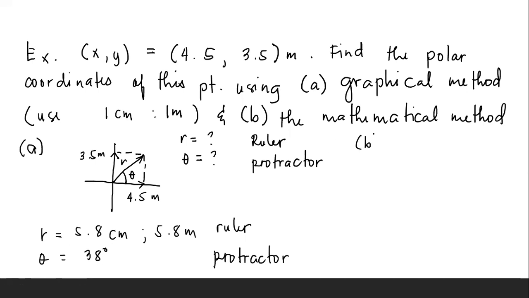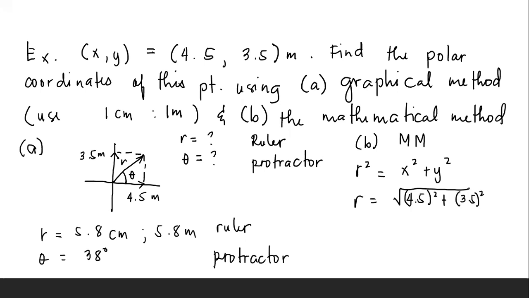Now, under the mathematical method, since this one is a right triangle, we're going to use the Pythagorean formula. According to the Pythagorean formula, the square of the hypotenuse is equal to the sum of the squares of the other two sides. Therefore, we have r squared is equal to x squared plus y squared, where r is equal to the square root of 4.5 squared plus 3.5 squared. Your r now is equal to 5.7 meters.